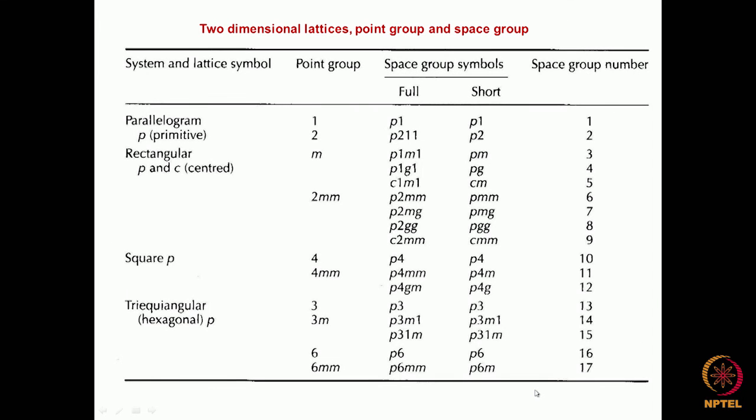This is a tabular form in which the various types of 2-dimensional lattices, point group, and space group are given, that is the full as well as the short symbols for the point group and the plane groups, what the space group symbol is, and how this is represented in the International Union of Crystallography table. With this I have given some brief idea about the different types of 2-dimensional lattices. Now we will go into 3-dimensional lattices in the next class.